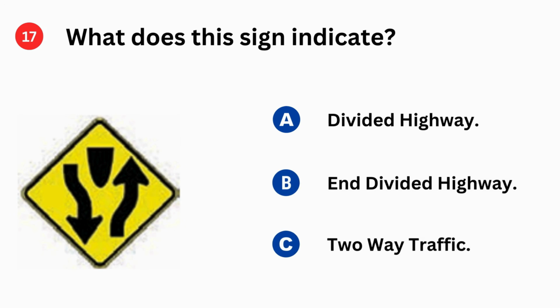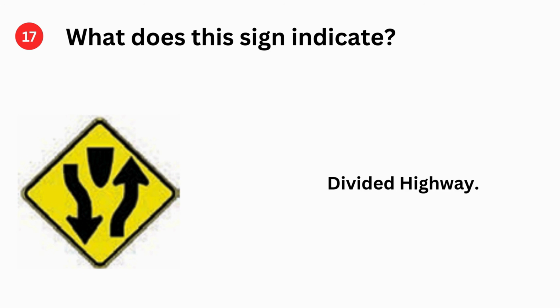What does this sign indicate? A, divided highway, B, end divided highway, C, two-way traffic. Excellent. It is the divided highway sign.